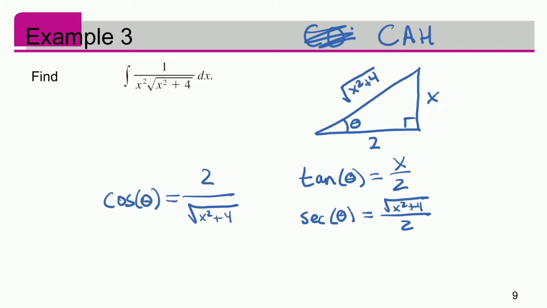I keep saying it feels magical, but every time I do this, it feels magical. The secant is going to be down here. Tangent is going to be down here. We'll be able to do a similar trick that we did with the last one to figure out dx.